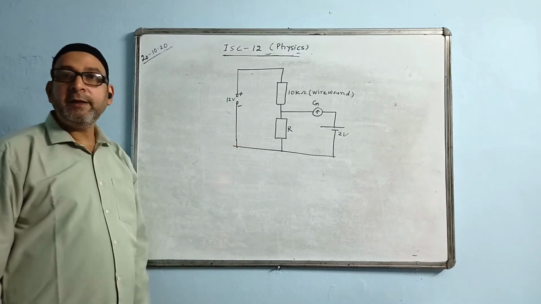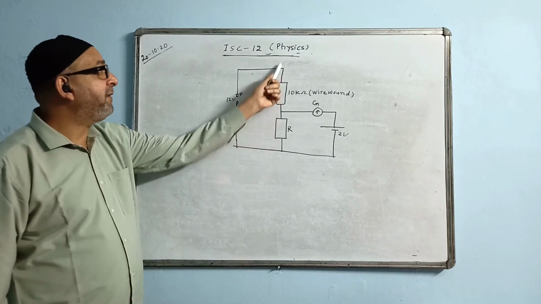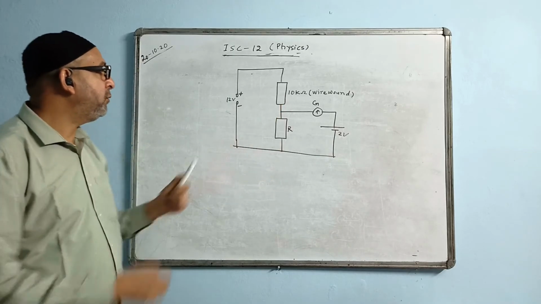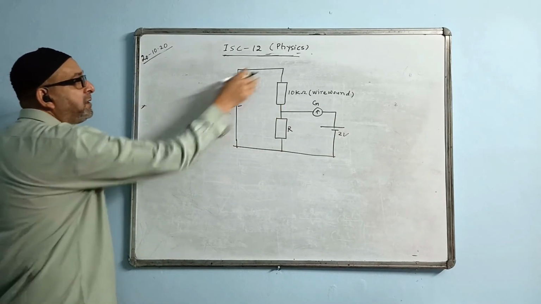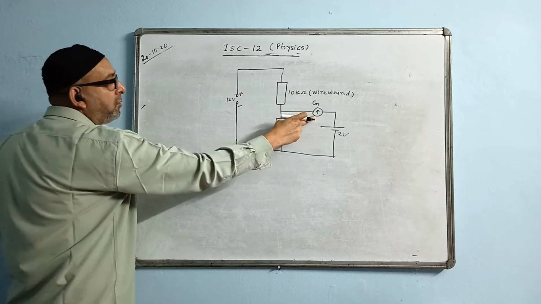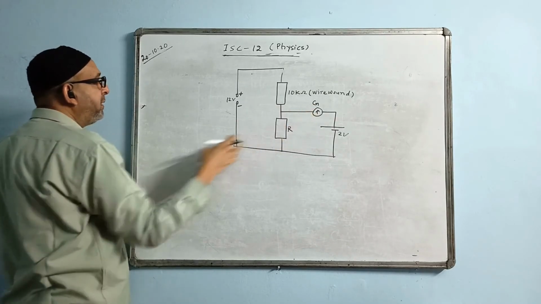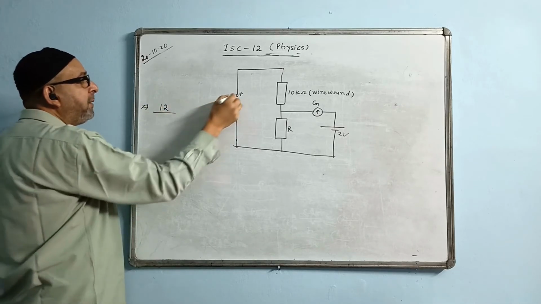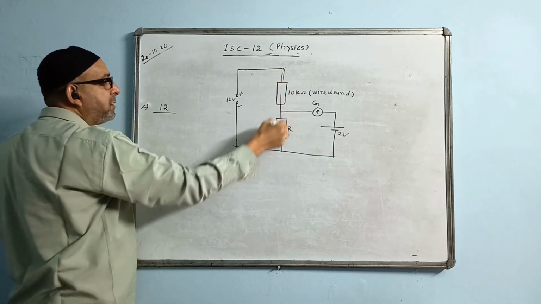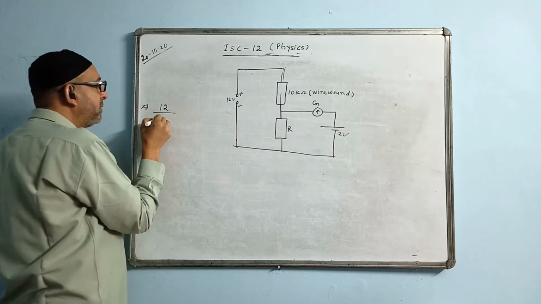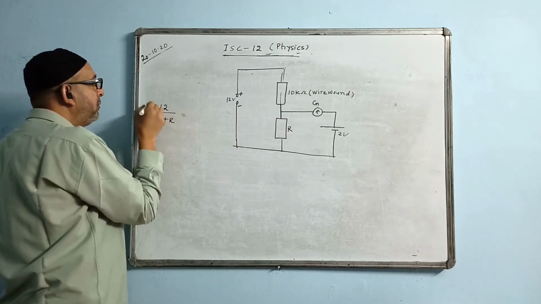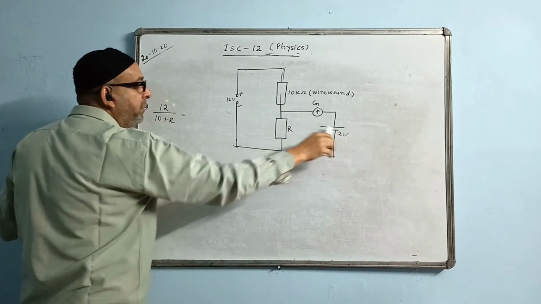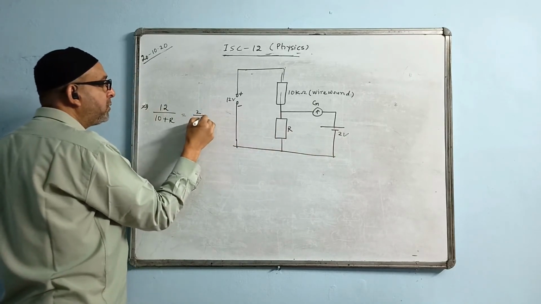That the potential gradient will be the same, but we do not have length, we have resistance only, so we will do it resistance wise. That is, current is the same throughout. This one does not give any current. This cell is not giving any current here for the time being. We will write 12 divided by what resistance here? Resistance value is 10 plus R. Like that, 10 plus R is equal to this, and that 2 divided by R. 2 volt is applied across R.